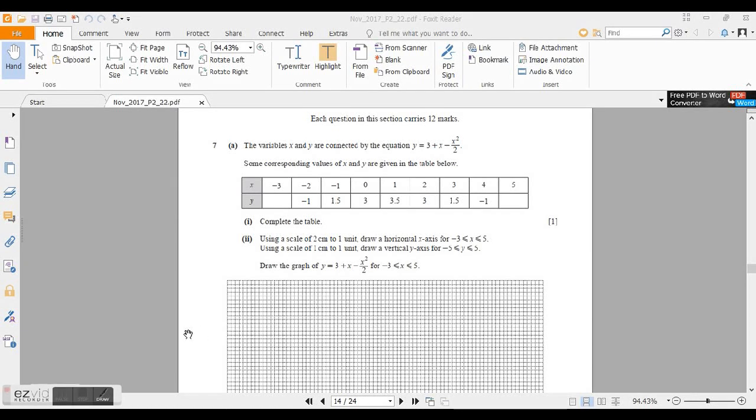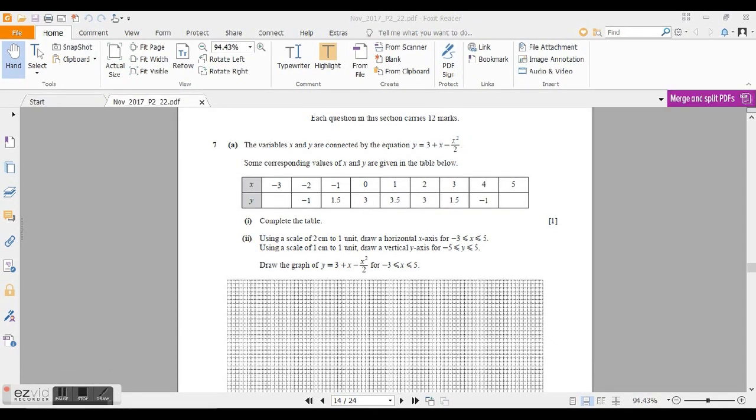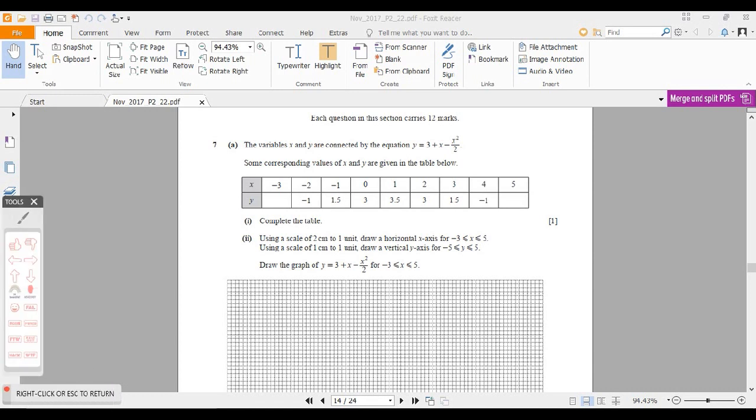Question number 7, part A. Alright. The variables x and y are connected by the equation y equals 3 plus x minus x square over 2. Some corresponding values of x and y are given in the table.